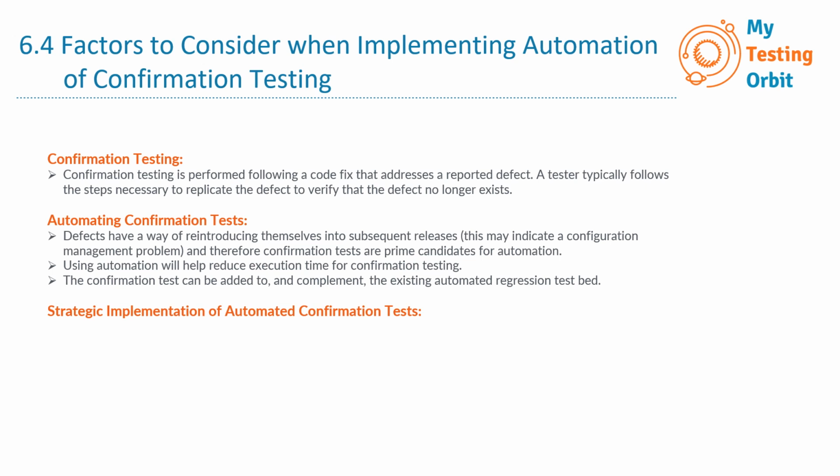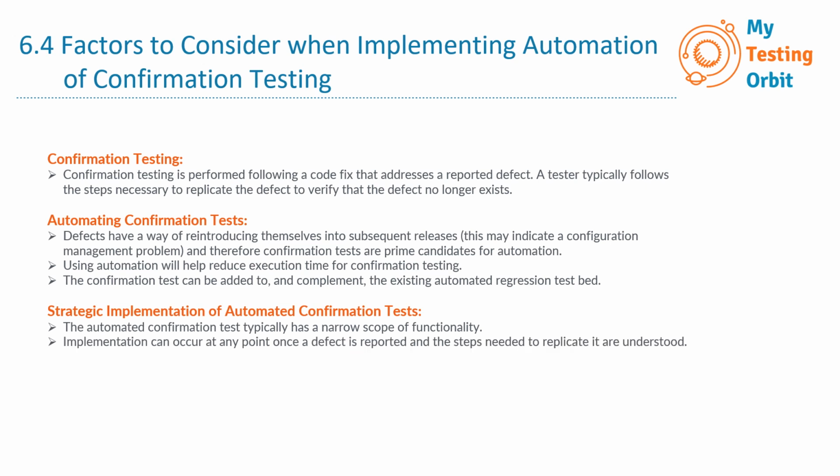Then we have strategic implementation of automated confirmation tests. And the first point here is the automated confirmation test typically has a narrow scope of functionality. Automated confirmation tests focus on specific functionalities or scenarios which are related to reported defects. They aim to verify the fixes by repeating the same steps that caused the problem in the first place.